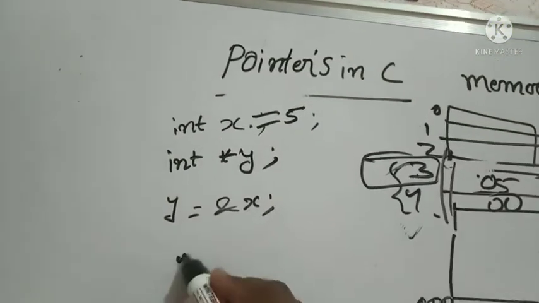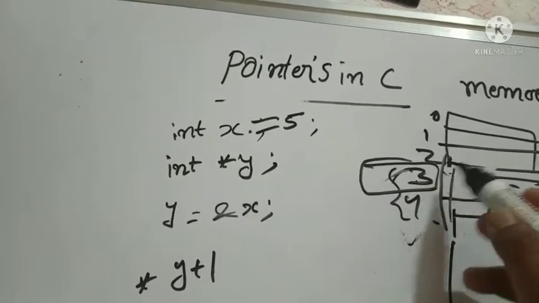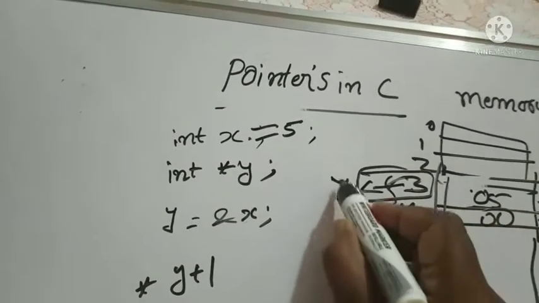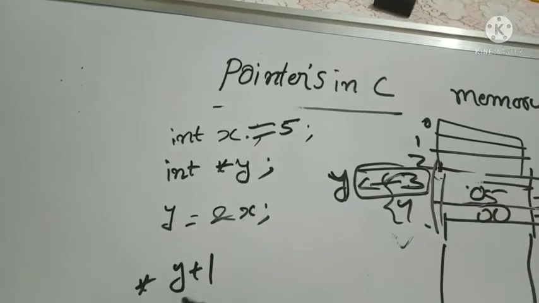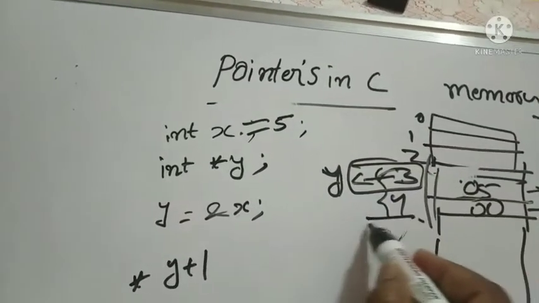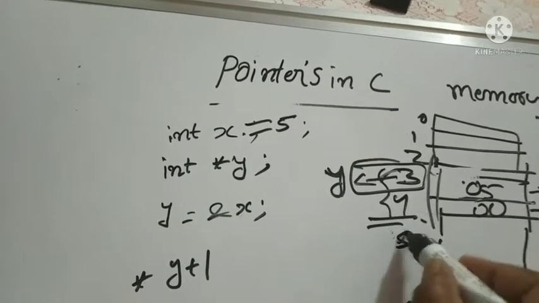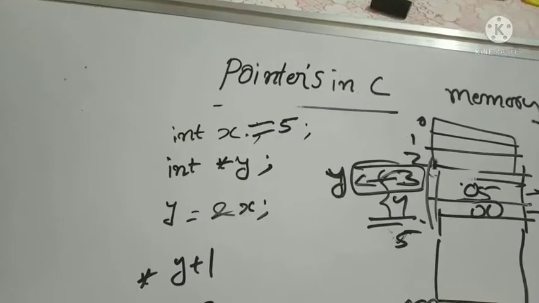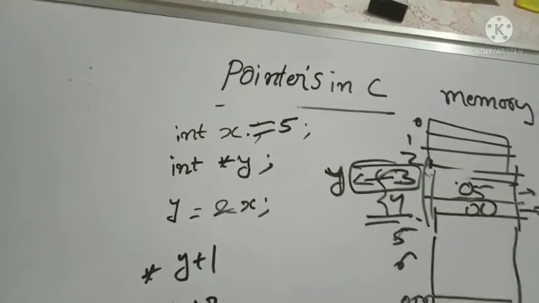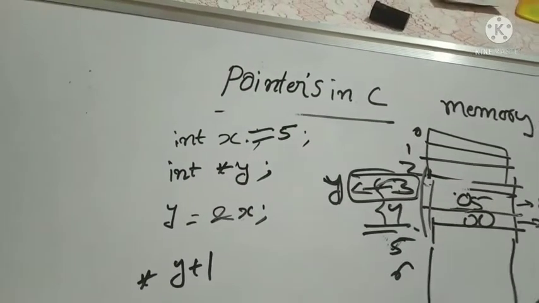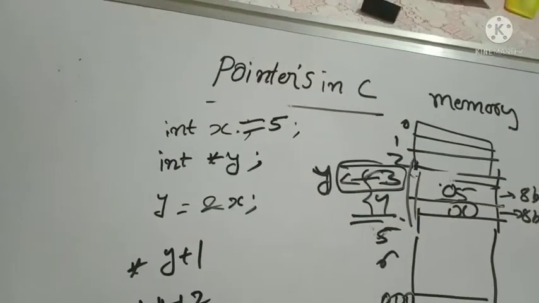If I use star of y plus 1, it indicates the location next to y. So y indicates the address of x. If I use star y plus 1, it indicates the next location, that is 4. Star y plus 2 goes to the next location, star y plus 3 goes to the next location. Like this we can identify each location of the memory. We can go front and back of the memory location to get the value.